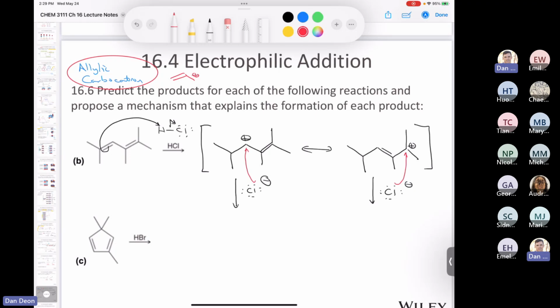So let's see here. We end up with a stereocenter in the first one, don't we? So we end up with a stereocenter that looks like this. Right, this is a chiral center right here. And so this is going to be racemic. Racemic. There we go. So there's one product.